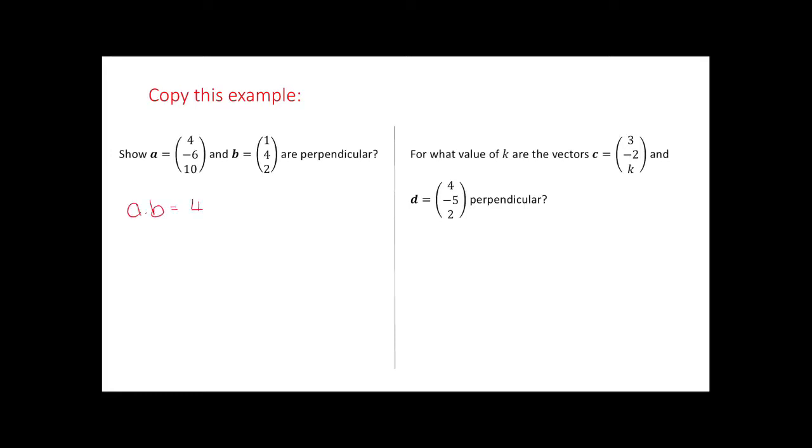So A dot B is 4 times 1 plus negative 6 times 4 plus 10 times 2. So that's 4 minus 24 plus 20, which equals 0. Therefore, so remember your 3 wee dots for therefore, A and B are perpendicular.